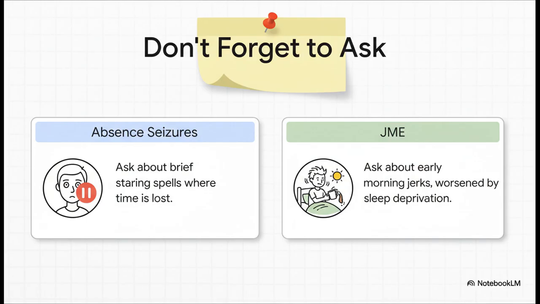Some of the most common generalized syndromes get missed all the time. Why? Because patients don't think their symptoms are a big deal, so they just don't mention them. You have to be the one to ask. So for absent seizures, you've got to ask, hey, do you ever have these brief staring spells where you just lose time? And for JME, which is super common, you have to ask specifically, what about in the morning? Do you ever get kind of clumsy or have these little jerks in your arms, especially if you didn't get much sleep?